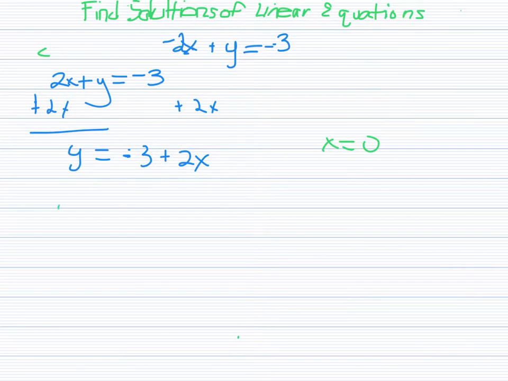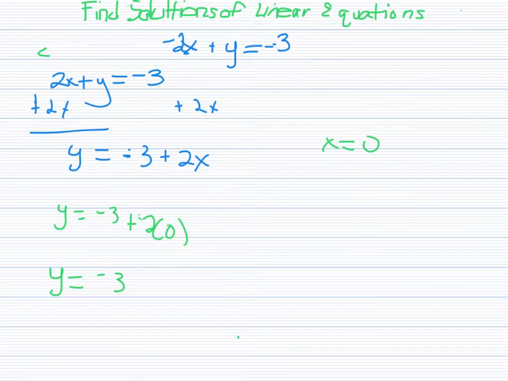So we'll do y equals negative 3 plus 2x. Let's see, now I want to put the 0 there. Okay, so now we have y equals negative 3 plus 2 times 0. And 2 times 0 is just 0, so y equals negative 3.